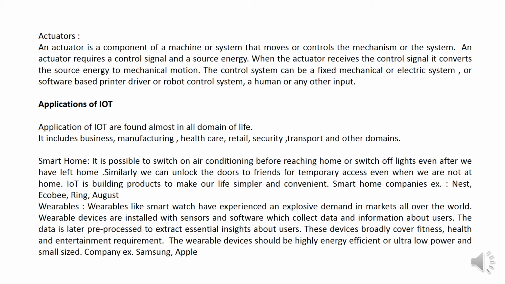Smart home. It is possible to switch on air conditioning before reaching home or switch off lights even after we have left home. Similarly, we can unlock the doors for friends for temporary access even when we are not at home. IoT is building products to make our life simpler and convenient. A few examples of smart home companies are Nest, Ecobee, Ring, August, etc.